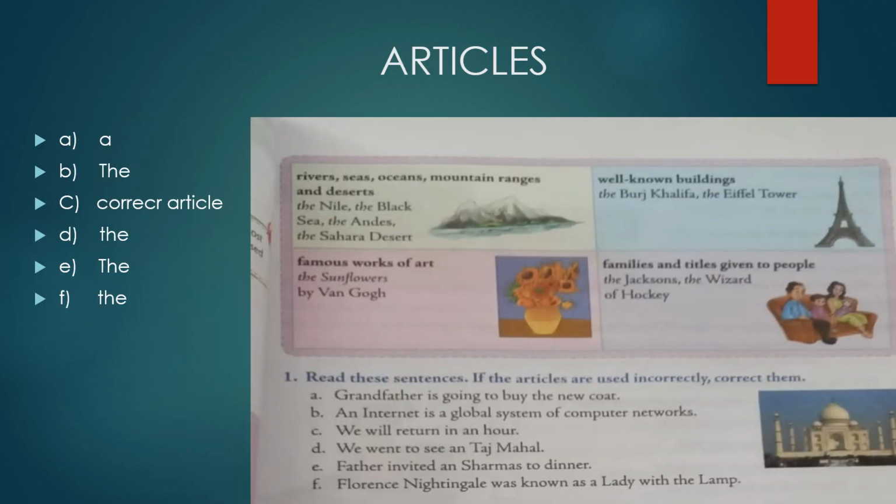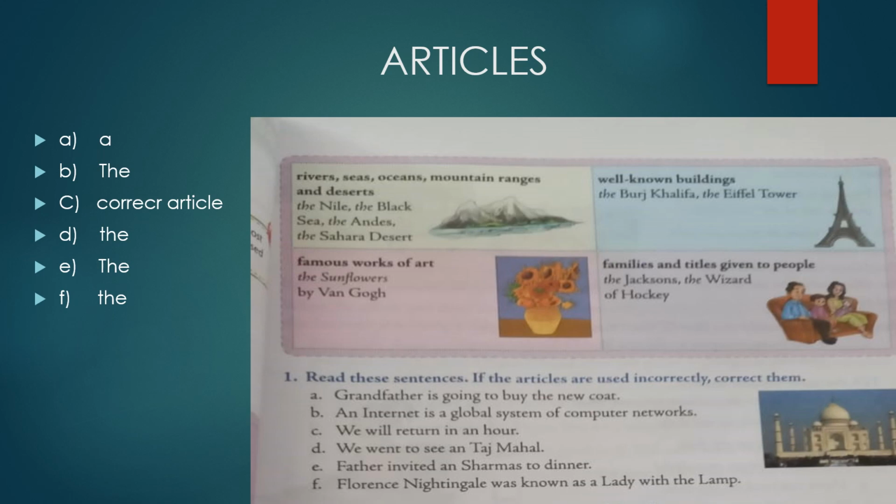Our next exercise is articles. Question number 1 given on page number 37. Read these sentences. If the articles are used incorrectly, correct them. If it is correct, it's okay. So children, our first sentence is, grandfather is going to buy the new coat.